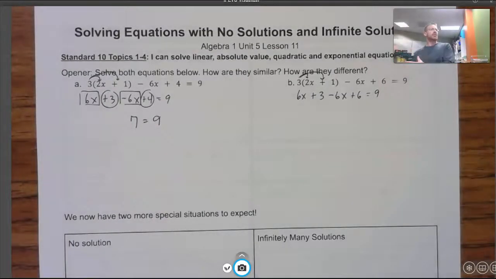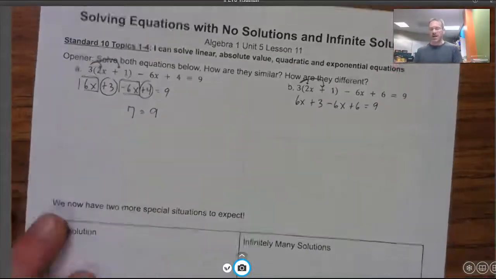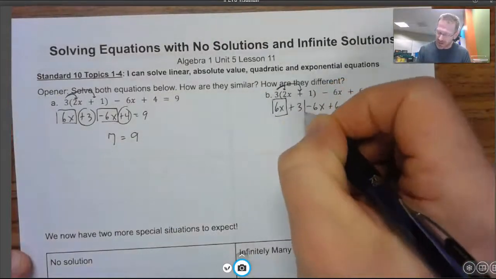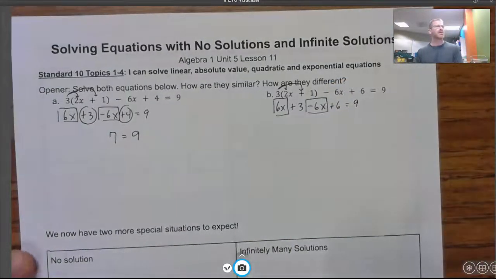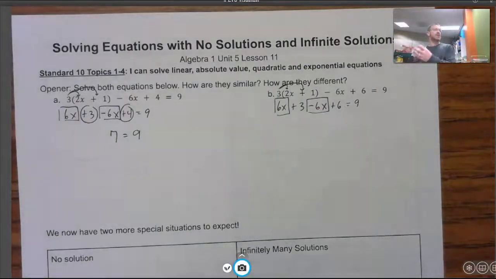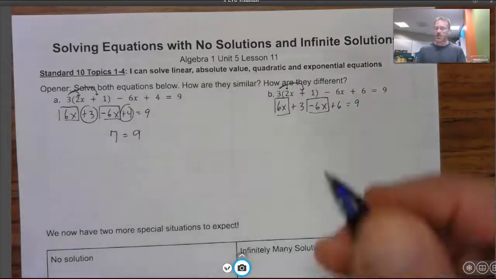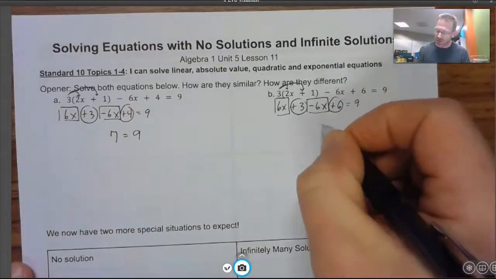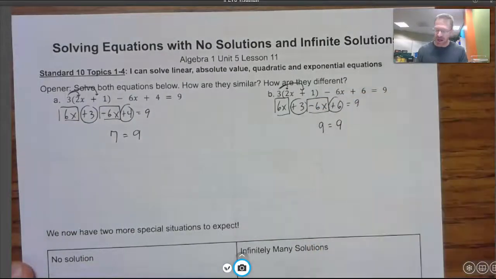Well, let's look at what happens in part B. Same idea. I'm going to combine like terms, and I see something very similar here. I have 6x minus 6x. So once again, 6 of something minus 6 of that same something is 0 of that something. That is all gone. It's 0. So there's no x's. Then I have 3 plus 6, which is 9 equals 9.